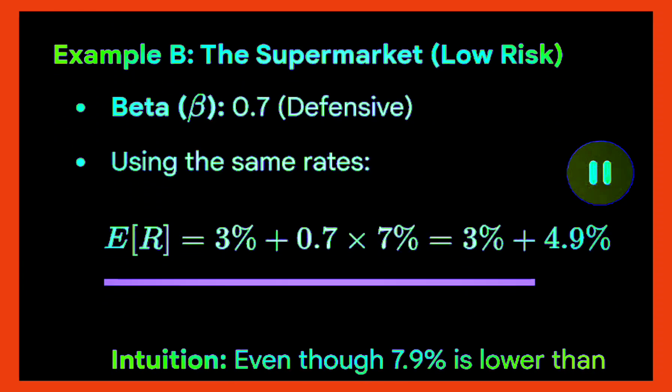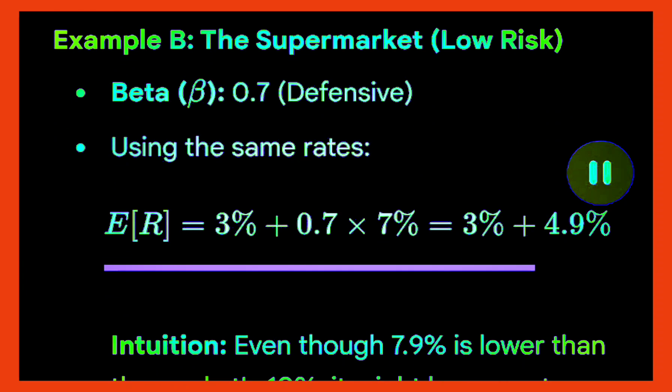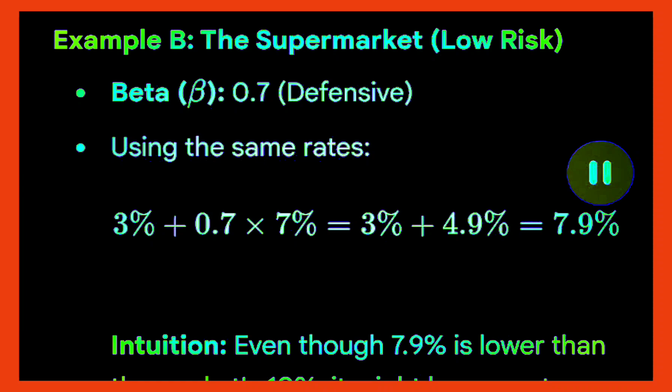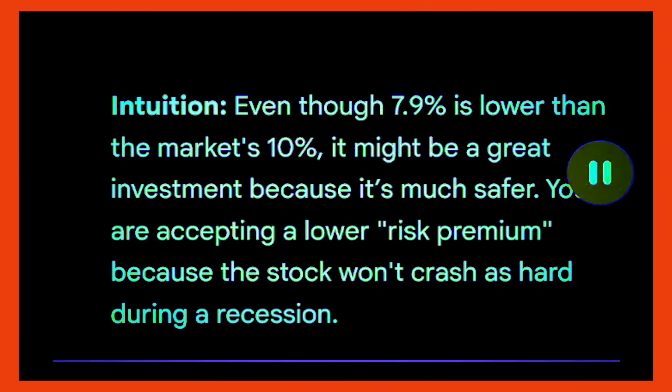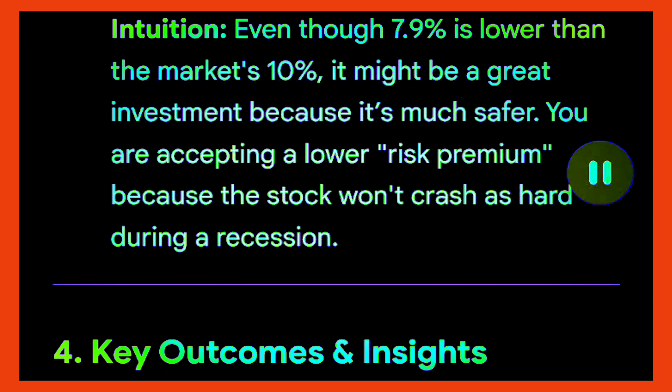Example B. The supermarket, low risk, beta 0.7, defensive, using the same rates. Intuition. Even though 7.9% is lower than the market's 10%, it might be a great investment because it's much safer. You are accepting a lower risk premium because the stock won't crash as hard during a recession.